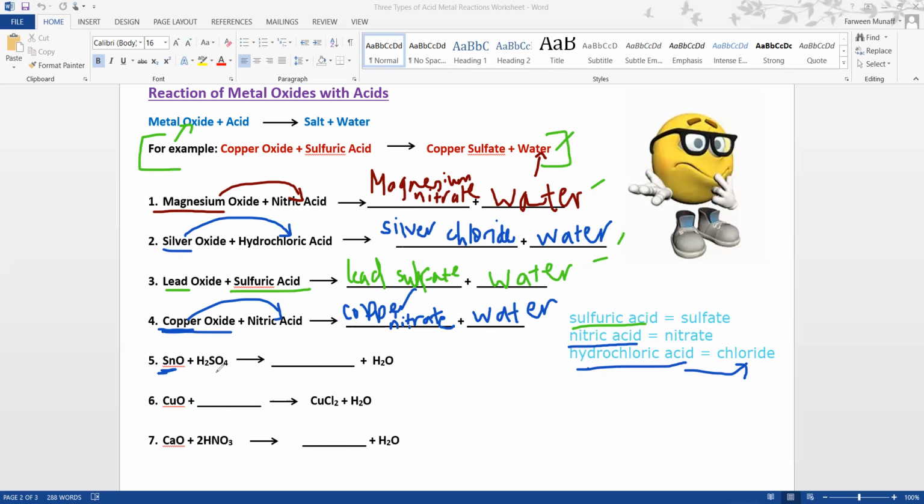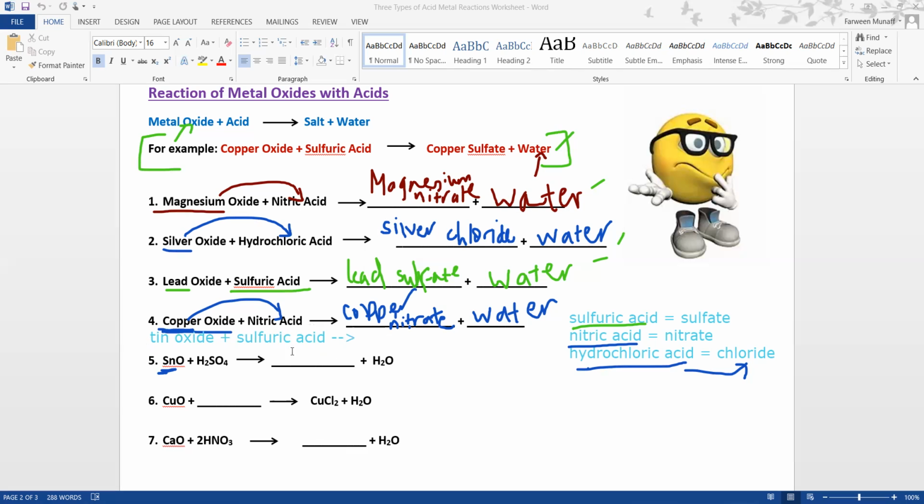Yep, Sn is tin, good work. So Sn is obviously going to be tin oxide. So if we're going to write this in words, it's going to be tin oxide plus sulfuric acid, just to give you guys a clue. Let me just put that above a little bit like that. So now I've given you guys a clue. Tin oxide plus sulfuric acid. What's the name of the metal salt that's going to form? Tin sulfate. Excellent, good work.